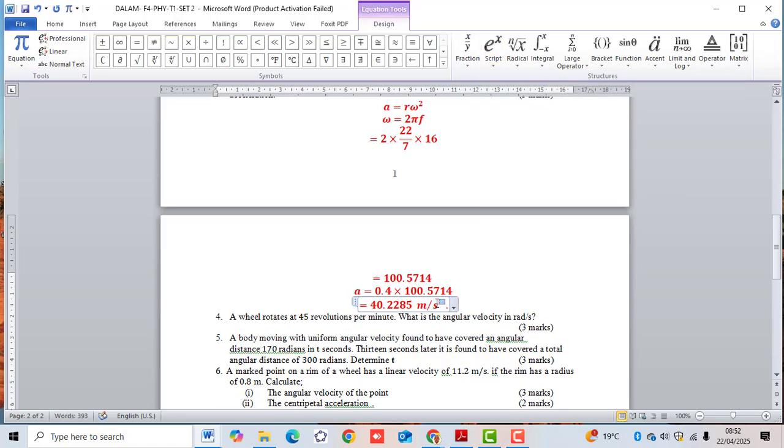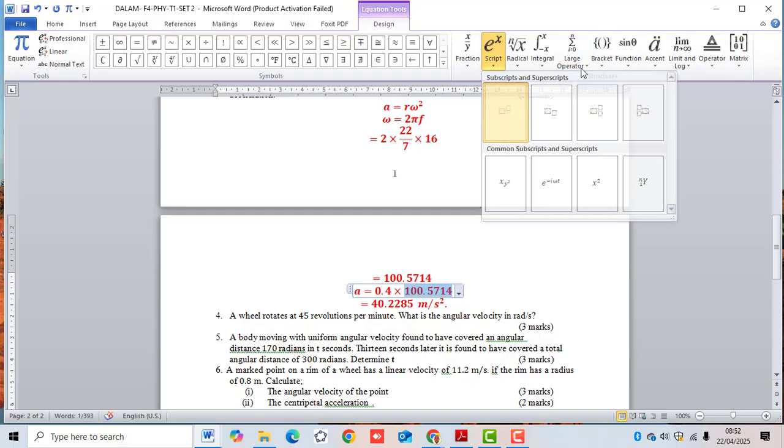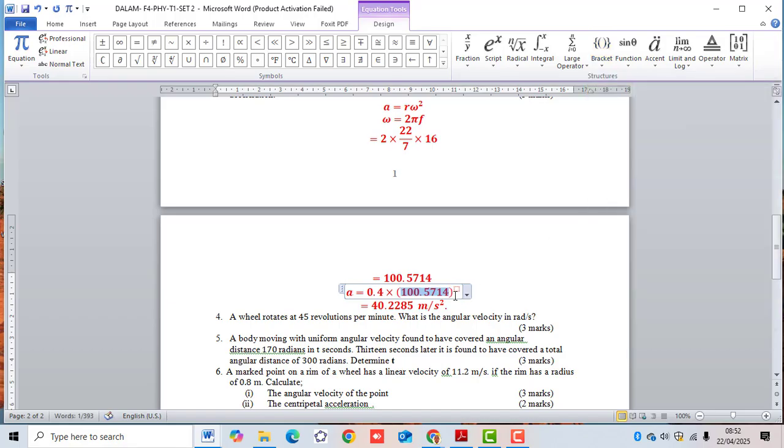But we didn't square the angular velocity. Oh, we didn't square this one. It's true. I've noted that. When you square, you'll get what? 4,045.8425, point 8425, like that.